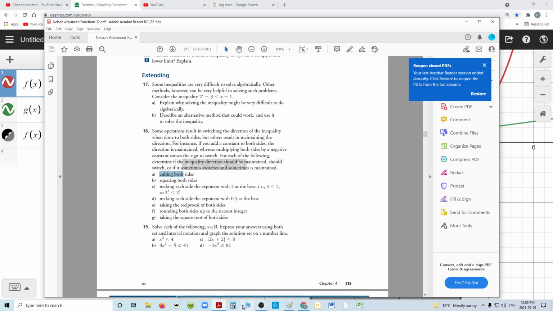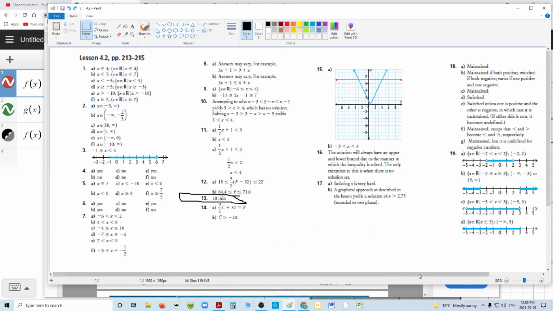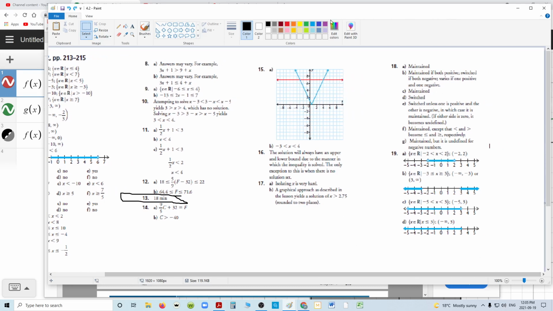Interesting. I'm curious what they say. And I really couldn't tell you. I'm not good at the theoretical stuff. So here they say it's maintained for A. It's maintained if they're positive but switched if negative, which is what I'm saying. Maintain, switch, switch, maintain, maintain.